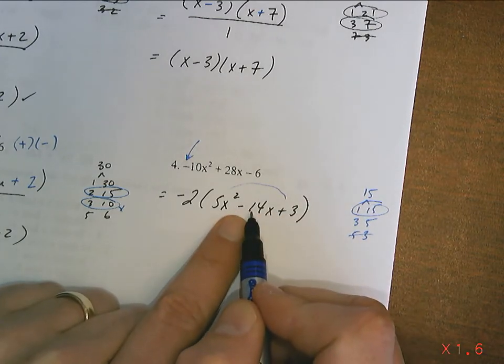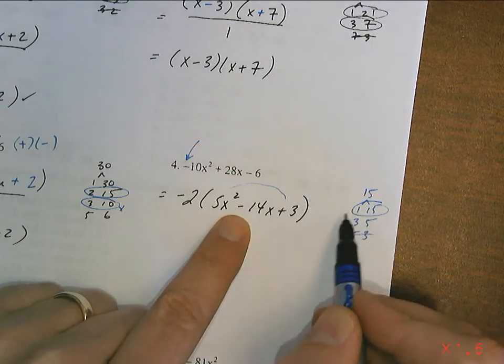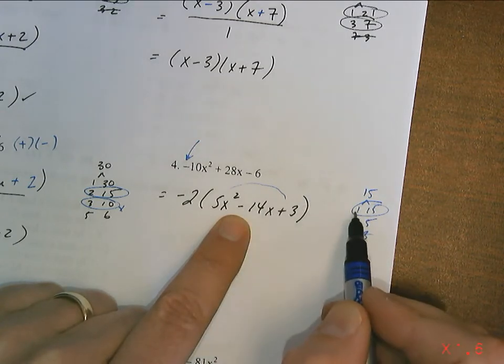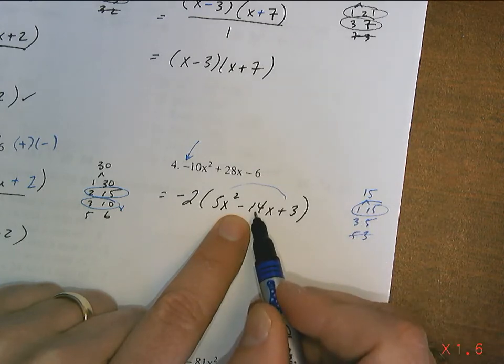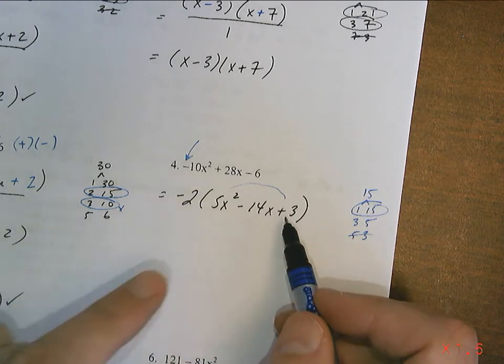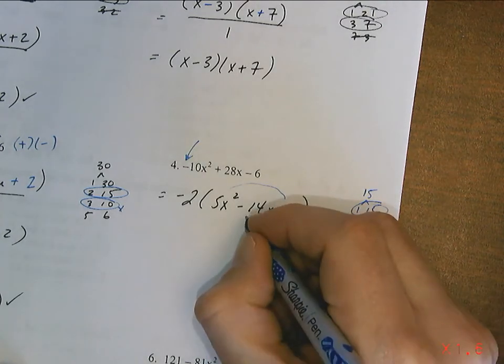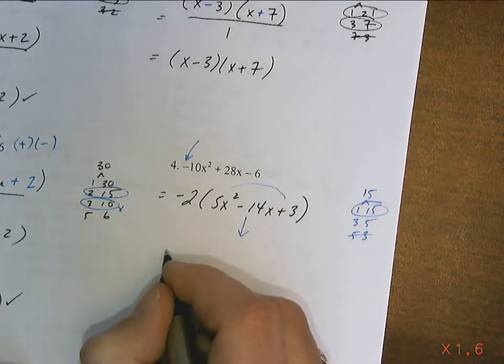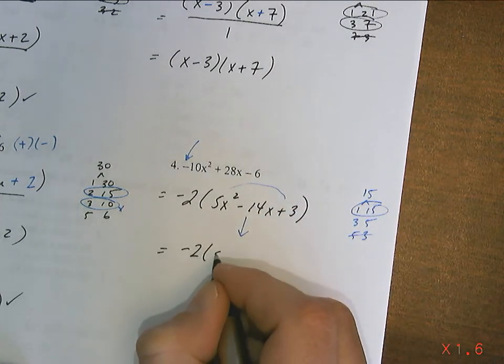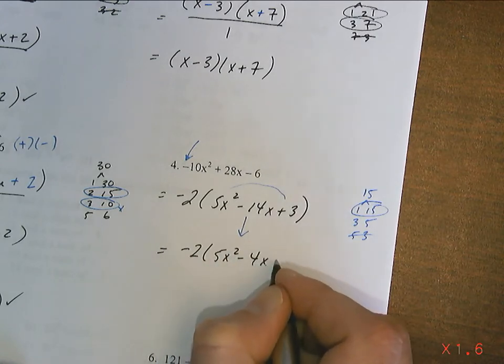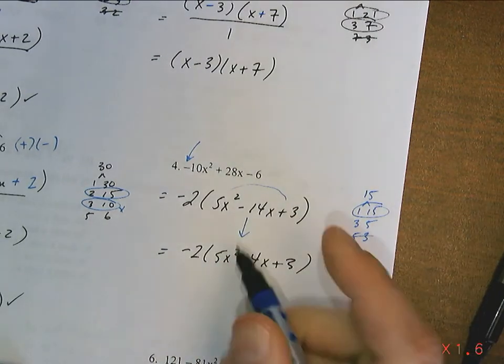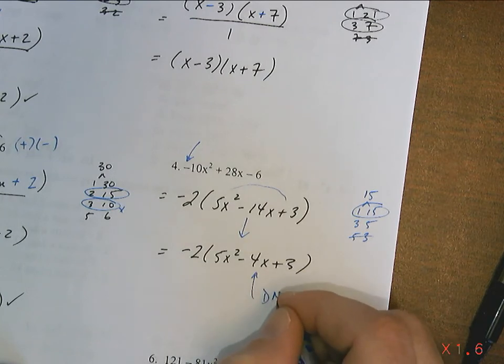They have to add to give negative 14. Well, there's no way that if they're both positive I can get 14. There's no way if they're both negative I'm going to get negative 14. So this does not factor. What that means is you're going to write it as minus 2, 5x squared minus 14x plus 3, and you're going to say does not factor.